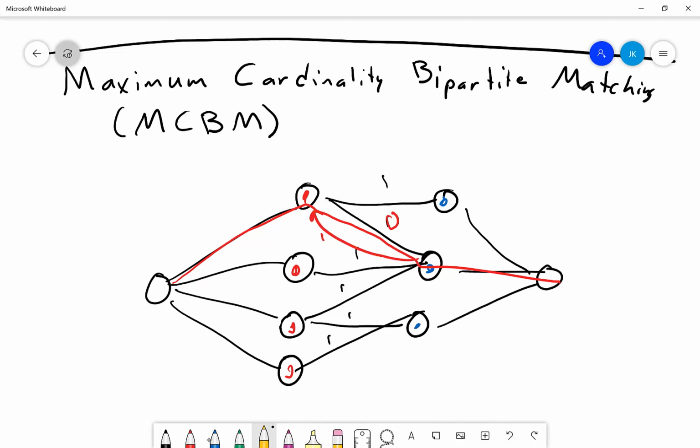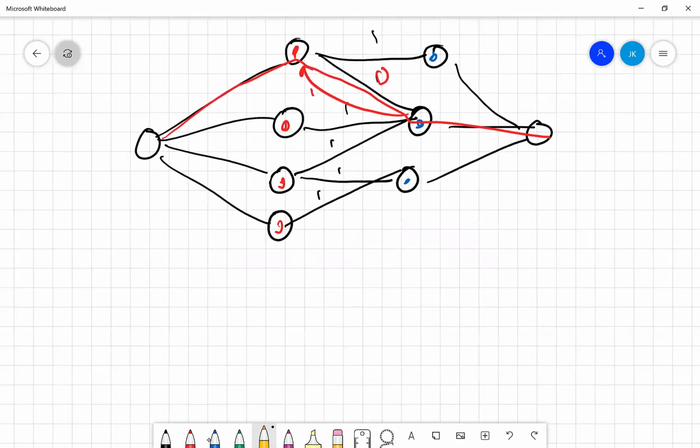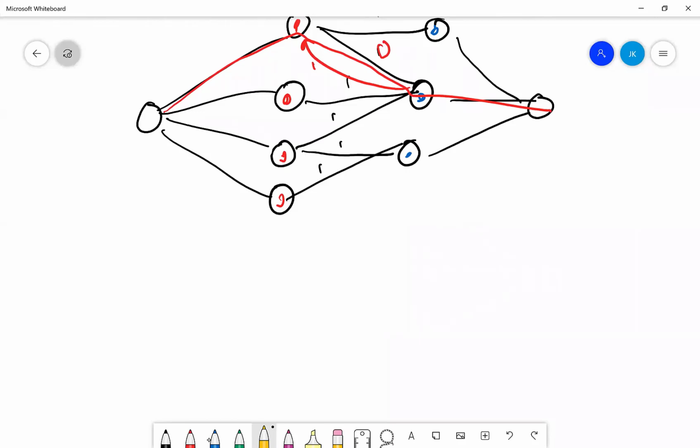So for maximum cardinality bipartite matching, maximum cardinality means the most number of bipartite matches. Cardinality is like the number. In a bipartite graph, you're wanting to match one side to the next. And what's the biggest number of bipartite matches you can get? So that's MCBM.